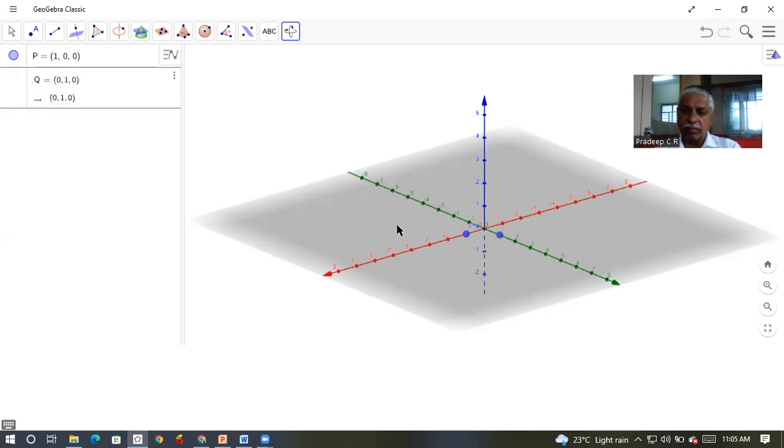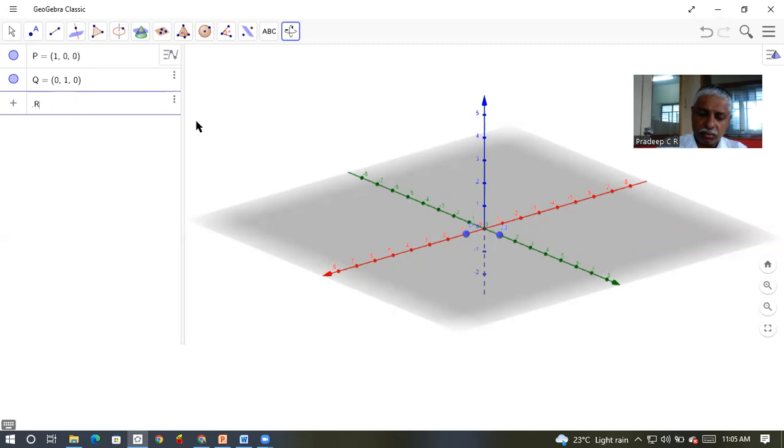Similarly, Q is (0, 1, 0). So I have marked it here. You see Q is (0, 1, 0). This is the y-axis. The green one is the y-axis, I told you. And the red one is the x-axis. And similarly, I will also mark R equal to (0, 0, 1). So I marked these three points.